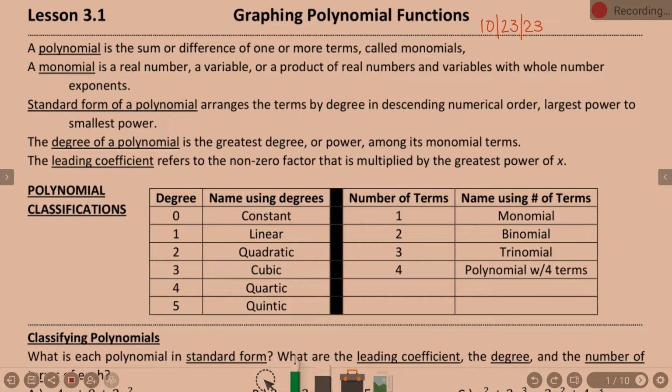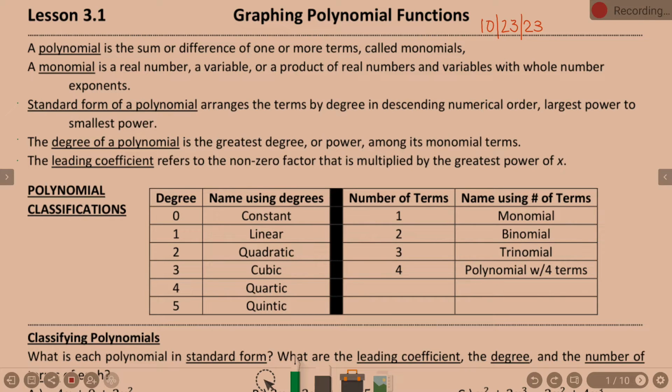We're going to talk about these next 3 things in some of our examples, and you're going to do several of these in homework. We're going to talk about standard form of a polynomial. When we talk about standard form, that is when your terms are arranged in, officially here it says, descending numerical order, largest power to smallest power. So typically, the ones we factor, it's usually x squared, then the x term, and then the number term. That's standard form, when we go from highest power to lowest power.